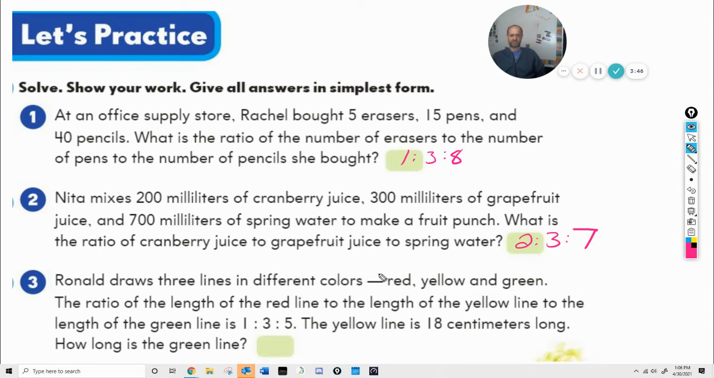Ronaldo draws 3 lines of different colors, red, yellow, and green. The ratio of the length of the red to the length of the yellow to the length of the green is 1, 3, 5. The yellow is 18. How do you get from 3 to 18? Times 6. The green is represented by the 5, so 5 times 6 is 30 centimeters. Okay? That's how those 3 work.